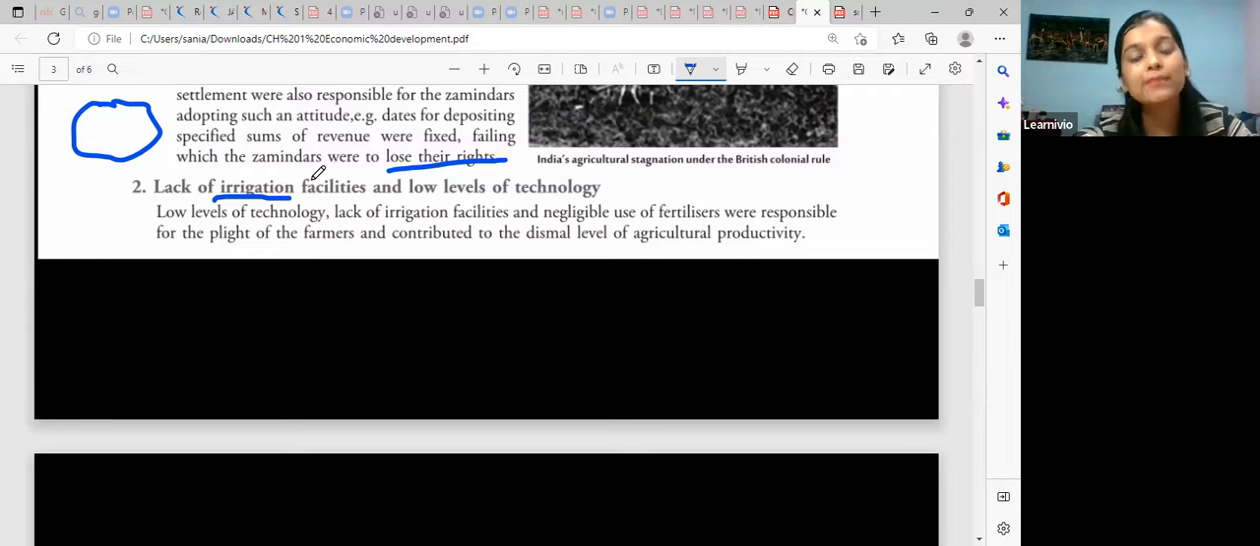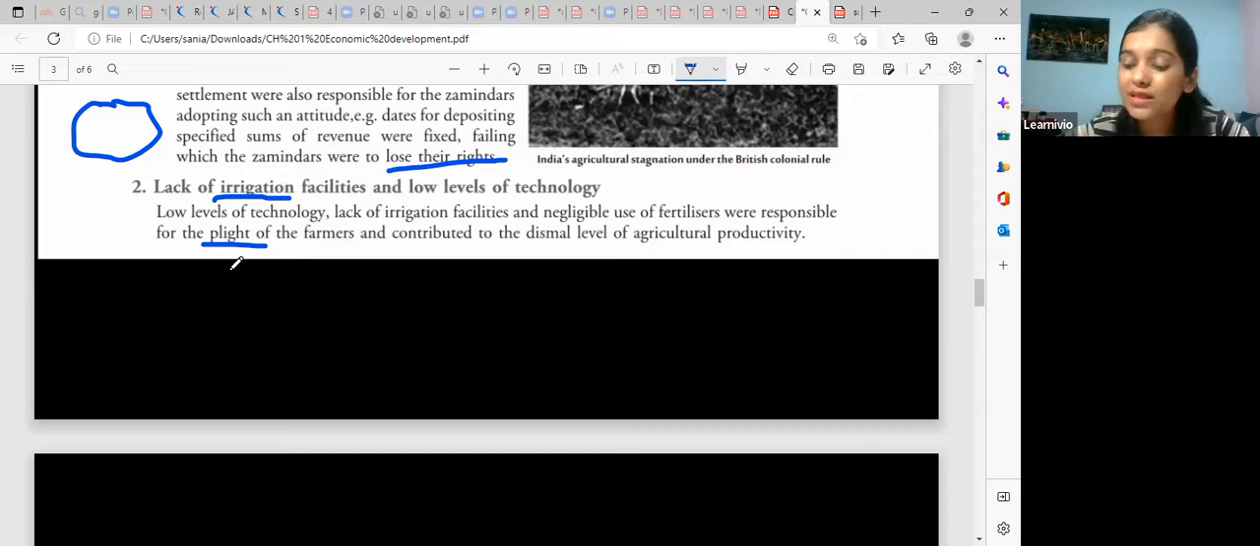Right now, in today's time, there are lots of man-made things by which you can irrigate your land. But at that moment there was low level of technology, plus no irrigation facilities being given to farmers. So low level of technology, lack of irrigation facilities, and negligible use of fertilizer. See, if you want to make your soil fertile, you have to use fertilizer, right? So negligible use of fertilizer was responsible for the plight of farmers.